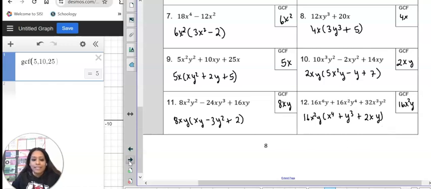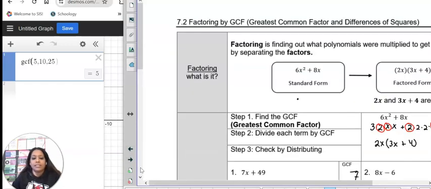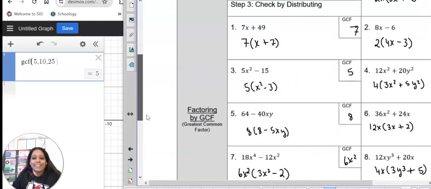Alright guys, let me see if there's something else. Okay, that's another lesson. So anyway, that's the first lesson on factoring.